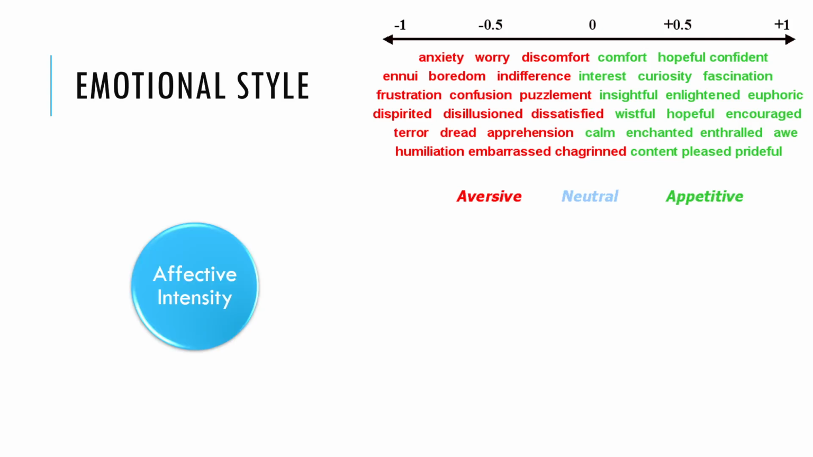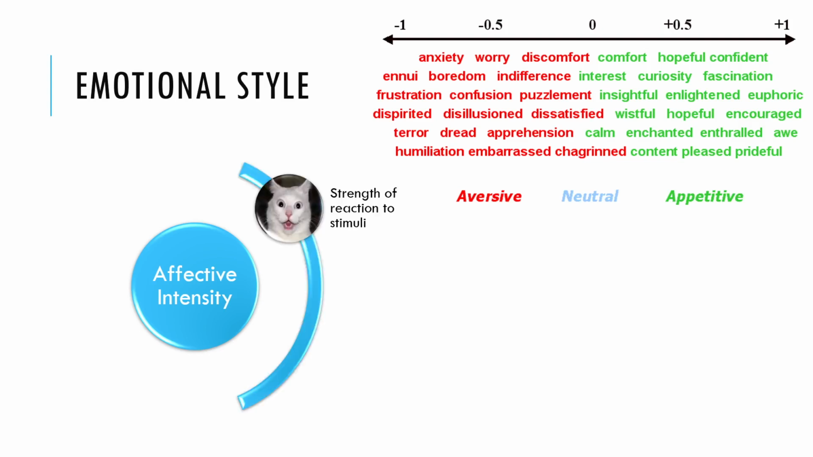When we talk about affective intensity, we're talking about how intense the emotions are. Affect is another word for emotion. So affective intensity is the strength of the reaction that the person, or in this case, cat, has to stimuli. I think we can all agree that cats have a lot of emotional intensity when they have reactions, right? So the strength of the reaction, the intensity of the response to positive stimuli.